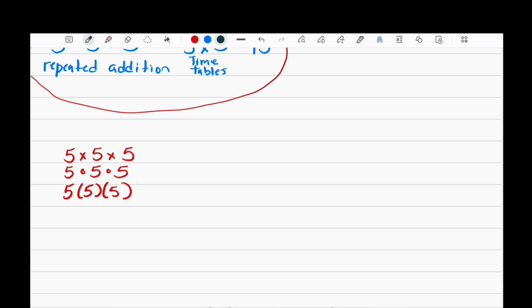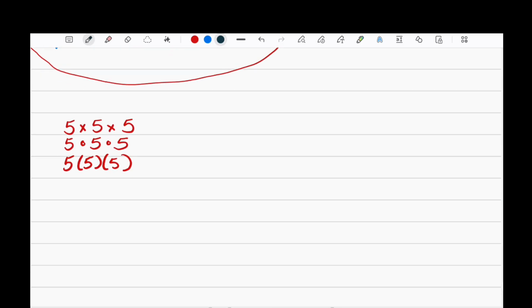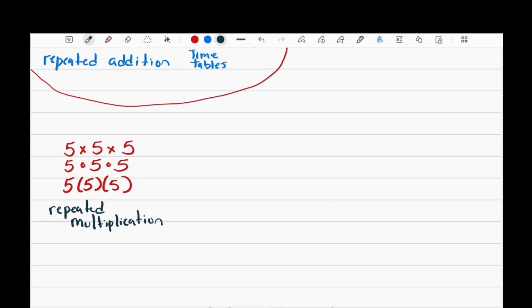But if that's called repeated addition, what is this called down here? There you go. I want you to put that down. This is called repeated multiplication. Now, repeated multiplication is not timetables. That's not 15. All right. There is a compact way to write repeated multiplication, and that brings us to the title of the lesson.